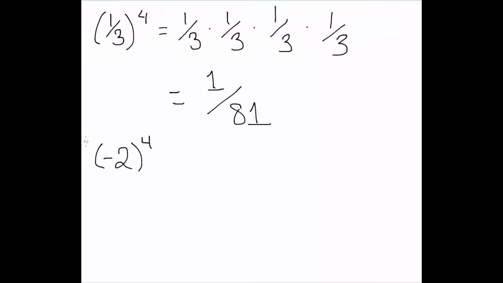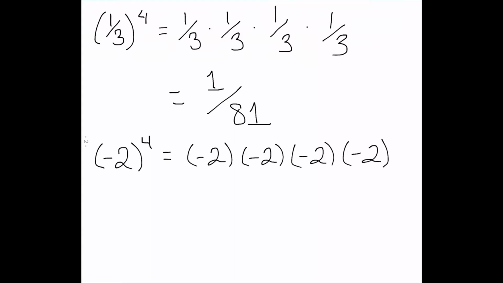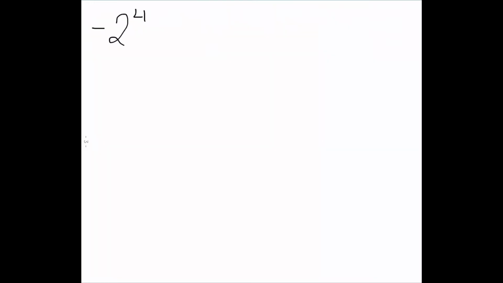Next, let's look at (-2) to the 4th power. So this time we're going to multiply -2 by itself 4 times. When we do this, we have -2 times -2, which is 4, times -2 is -8, times -2 is positive 16. Let's look at one more.